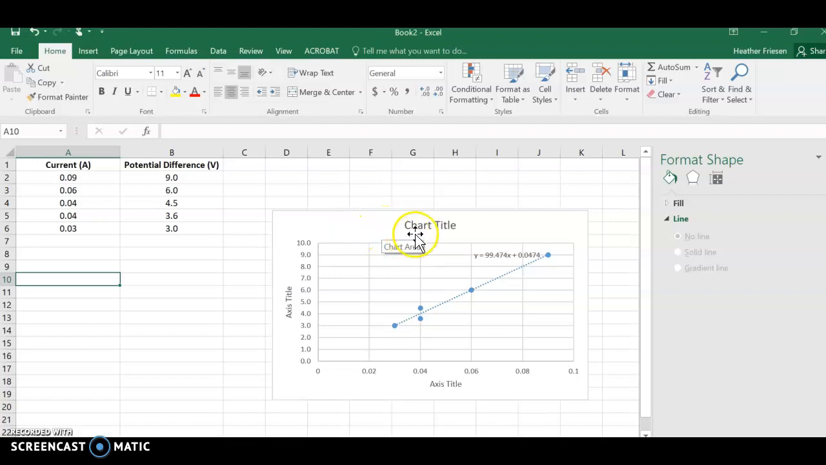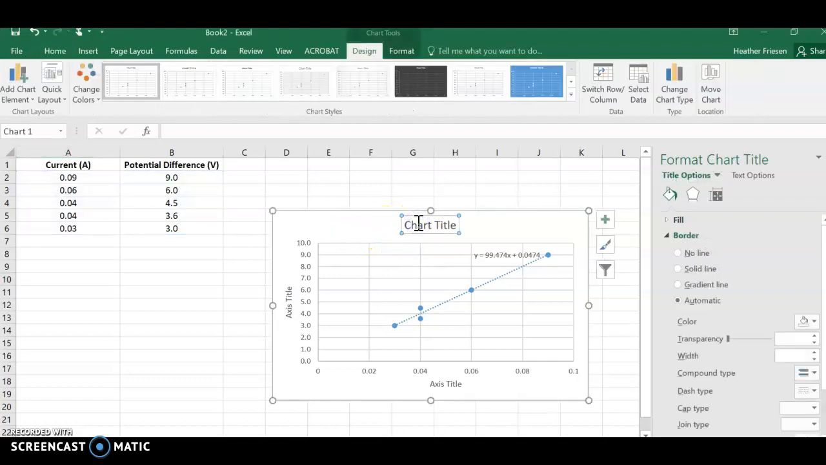Last little things to fix up. I'm going to give my chart a descriptive title. I want to give each axis a title and include the units for each variable in that axis title. So that's what your graph is going to look like that you will submit with all of the information that you're going to need for your lab on resistance.